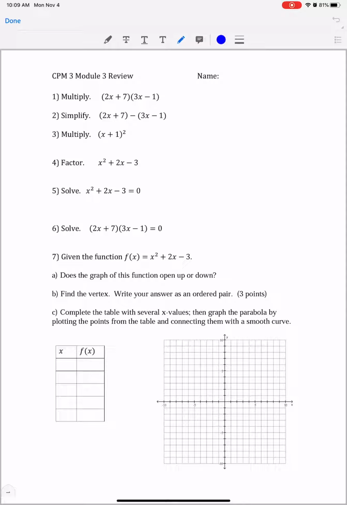Number 1 says to multiply. So, to multiply, we're going to use FOIL. First, outer, inner, last. So my first here is 2x times 3x. So that will be 6x squared. Your outer, so 2 times -1, so that's -2x.